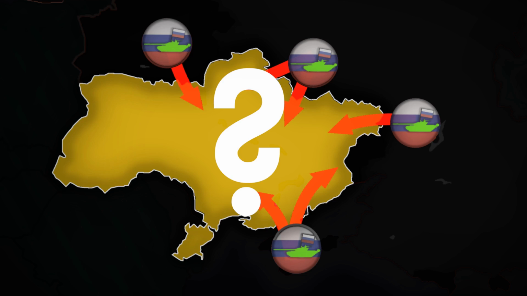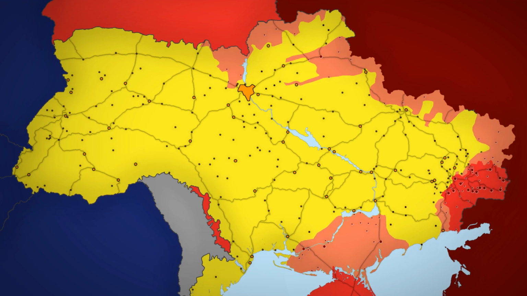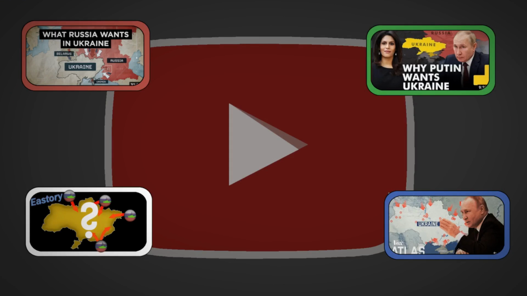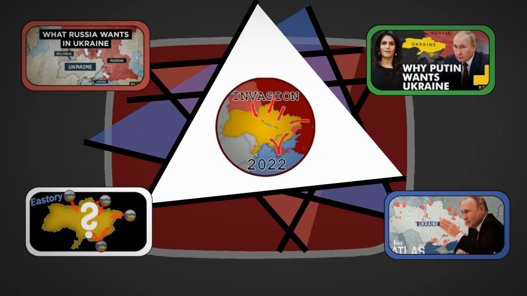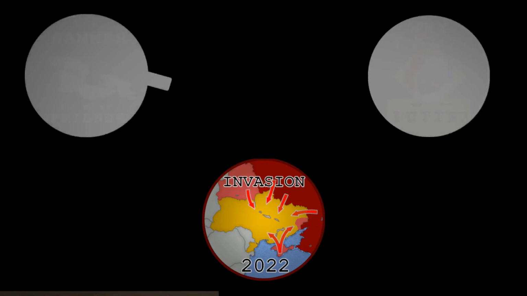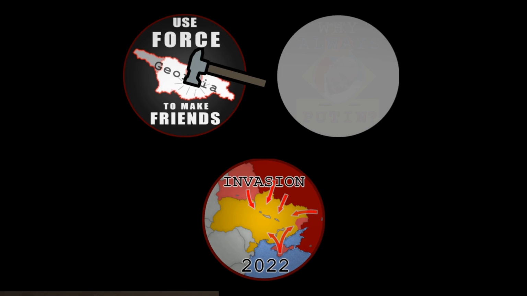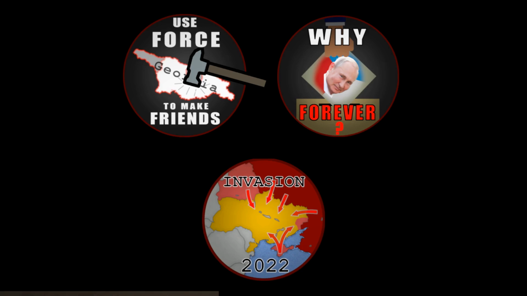In this video, I will give you my theory. The video goes up in the beginning of April, as the war in Ukraine has seemingly reached a stalemate. There are many videos on the internet about this conflict, which look at the same events from different angles. My theory is that the 2022 Russian invasion of Ukraine was caused by two factors. I call them "use force to make friends" and "why Putin forever."